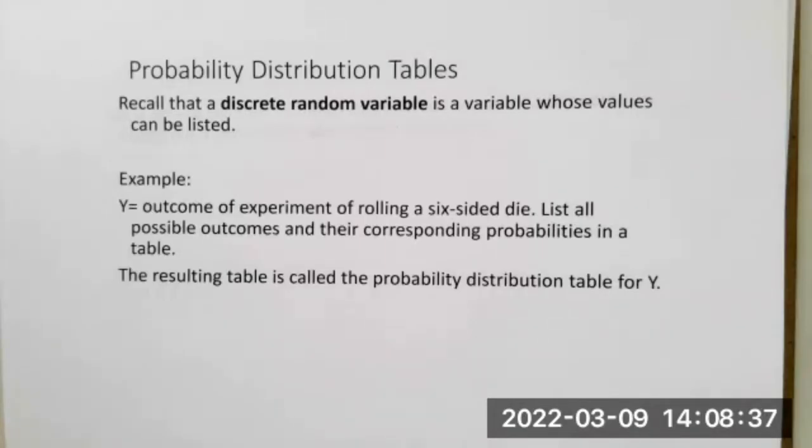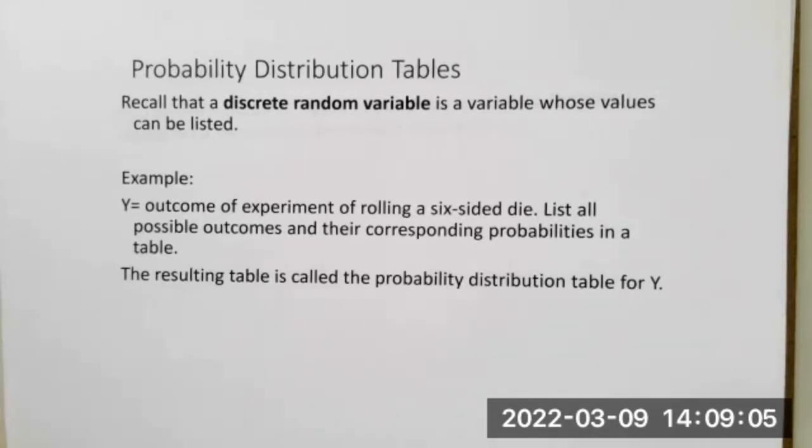In this video, we're going to talk about probability distribution tables. Let's recall that a discrete random variable is a variable whose values can be listed. When we list the values of a random variable in a table along with their probabilities, we will get a probability distribution table. Let's take a look at how it works.